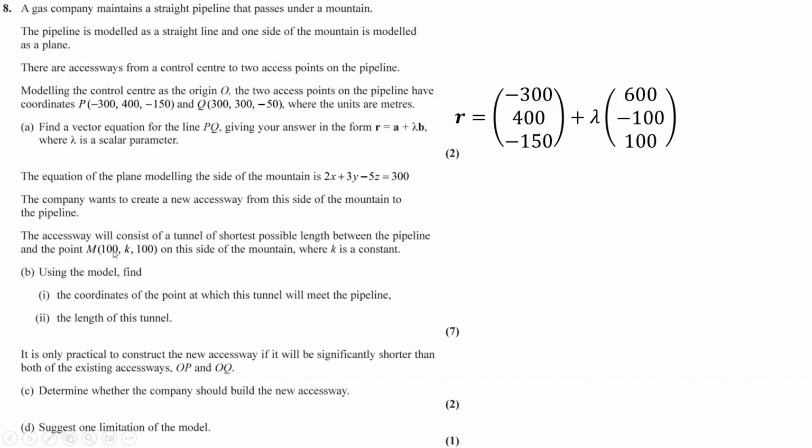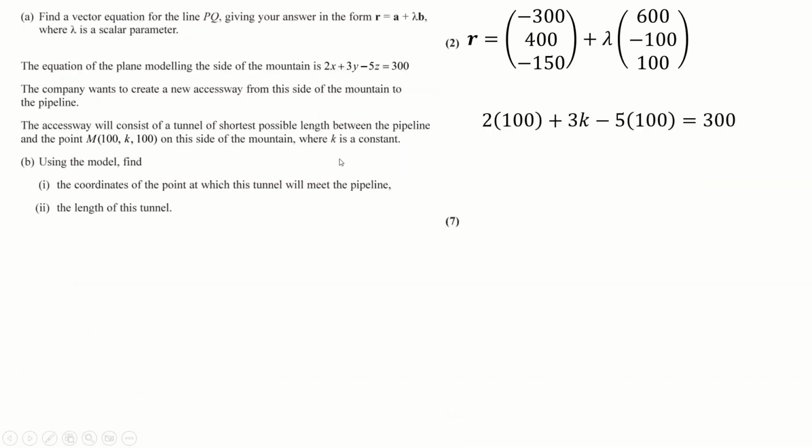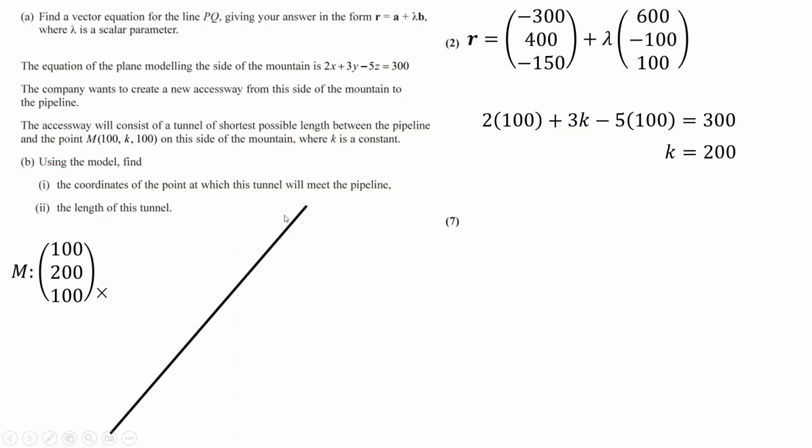So we can just put this x, this y, and this z into here, and we'll find our k value, because this must lie on this plane here. We can very quickly get k as 200, so that's 1 mark for just getting that. And so what happens here is we have a point, which is this point here, and that's on the plane, which I can't bother to draw. We have a pipeline here, which is like this line here, and we want to make an access line that has the shortest distance from this point on the side of the mountain to the pipeline.